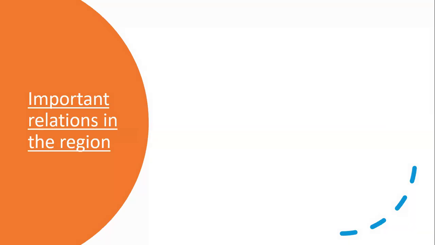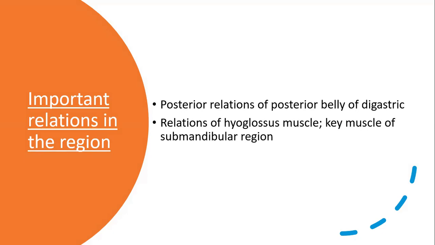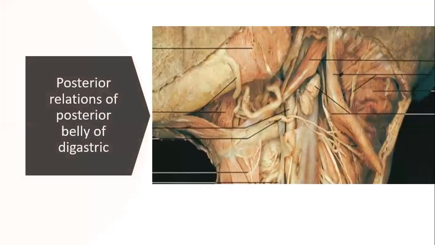Okay, so we are done with the muscular plane. So, what are some important relations in this region? I expect you to know the posterior relations of the posterior belly of the digastric. That one is important. I also expect you to know some relations of hyoglossus muscle, which is the key muscle of the submandibular region. And yeah, so let's start with the posterior relations of the posterior belly of the digastric.